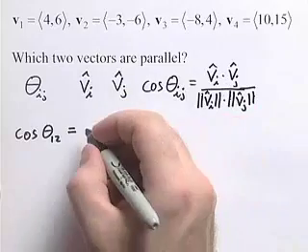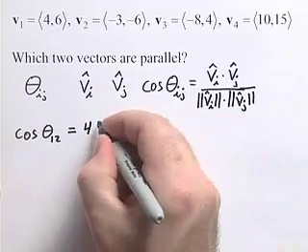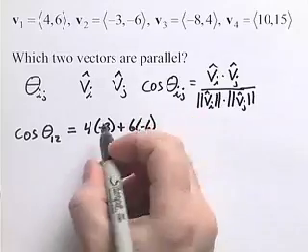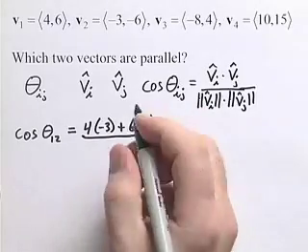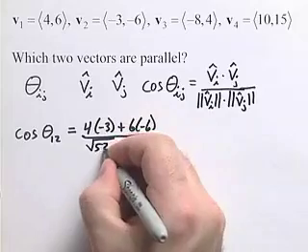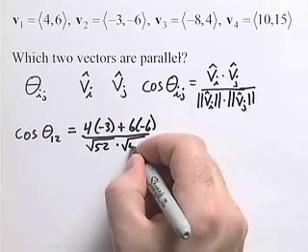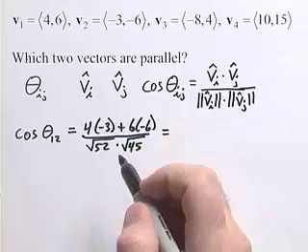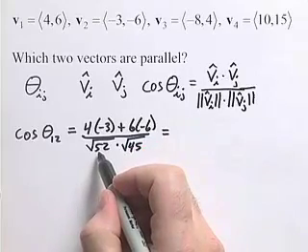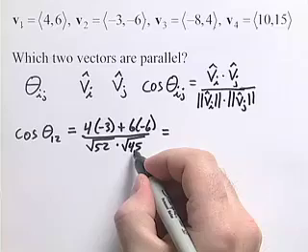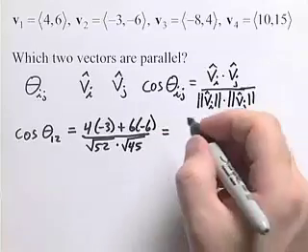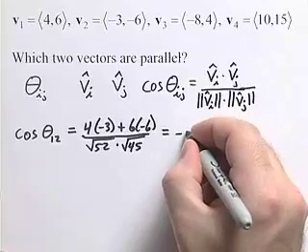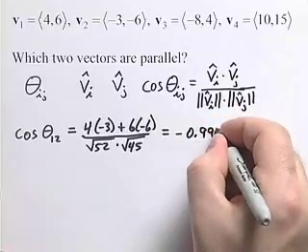If we put in our components, we'll get 4 times negative 3 plus 6 times negative 6, divided by the square root of 52 times the square root of 45. So here the numerator is the dot product of vectors 1 and 2. The square root of 52 is the magnitude of vector 1. The square root of 45 is the magnitude of vector 2. If we clean this up, we'll get this is roughly negative 0.992.